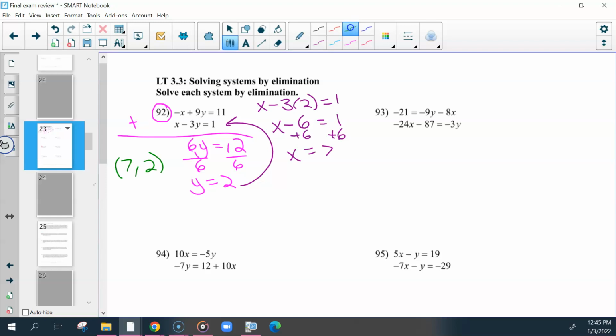Could you do it with the negative x plus 9y equation, or do you have to do the bottom equation? Yeah, we can put it into either one, it doesn't matter. I just put it into the bottom because x was almost by itself, or basically by itself.